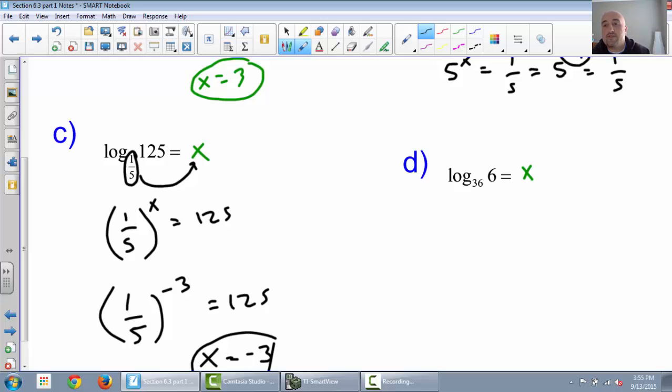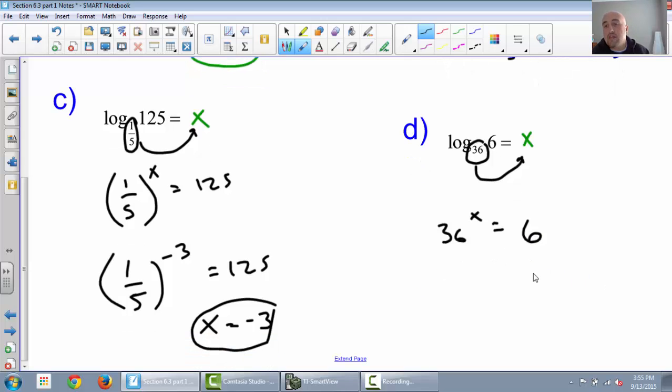Okay. So last one here, part D, it says 36 raised to what's after the equal sign is equal to x, and it should be equal to the number next to log, which is 6. Okay, so now once again, here's another pretty tough one. How do I get a big number, 36, equal to a smaller number? Okay, and I think you learned this in Algebra 2A, but we're going to use some fractions. Fractions will help us do this.